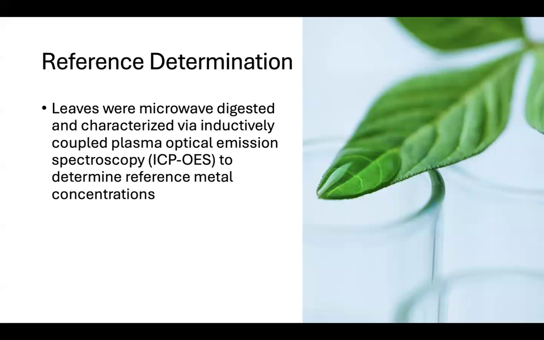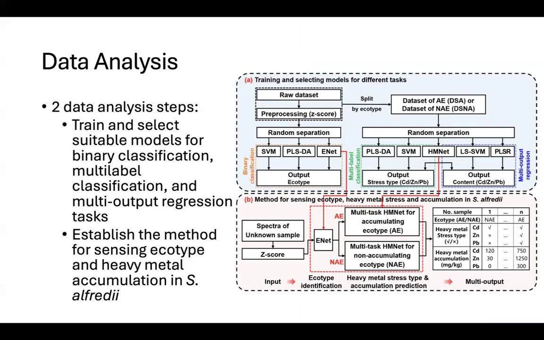During reference determination, leaves were microwave digested and characterized via inductively coupled plasma optical emission spectroscopy to determine reference metal concentrations. Two data analysis steps then followed. First, train and select suitable models for binary classification, multi-label classification, and multi-output regression tasks. Then, the method for sensing ecotype and heavy metal accumulation in S. alfredii was established.